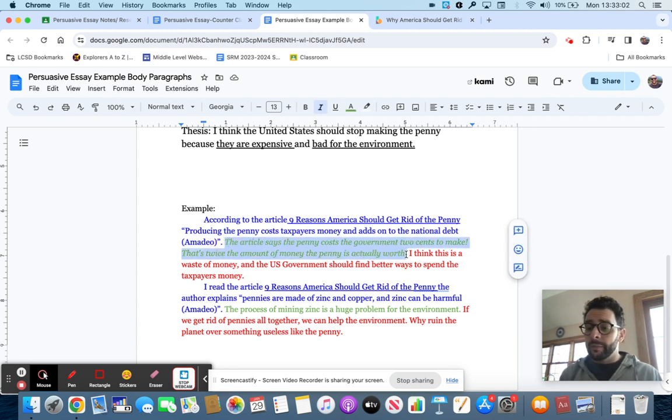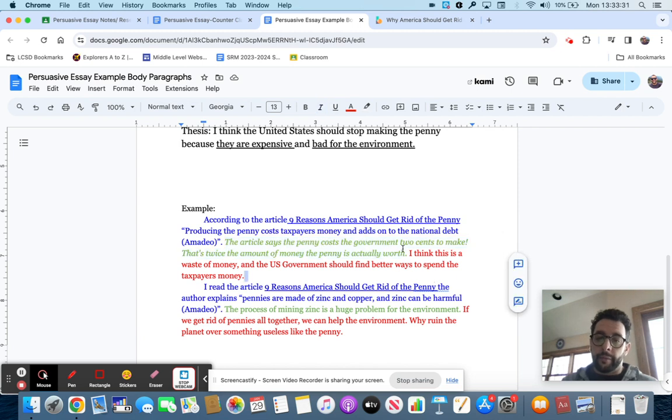Especially people that pull a lot of sentences from the original website. It would be best to paraphrase a little bit. Say you pulled 5 or 6 sentences and you think all of that information is good. Quote 1 sentence or 2 sentences and then explain the rest of it in your own words. I'll say this article says the penny cost the government 2 cents to make. That's twice the amount of money the penny's actually worth. So I'm paraphrasing there. I'm just saying it in my own words. And then I'm following up here with, this is a waste of money and the US government should find better ways to spend the taxpayers' money.